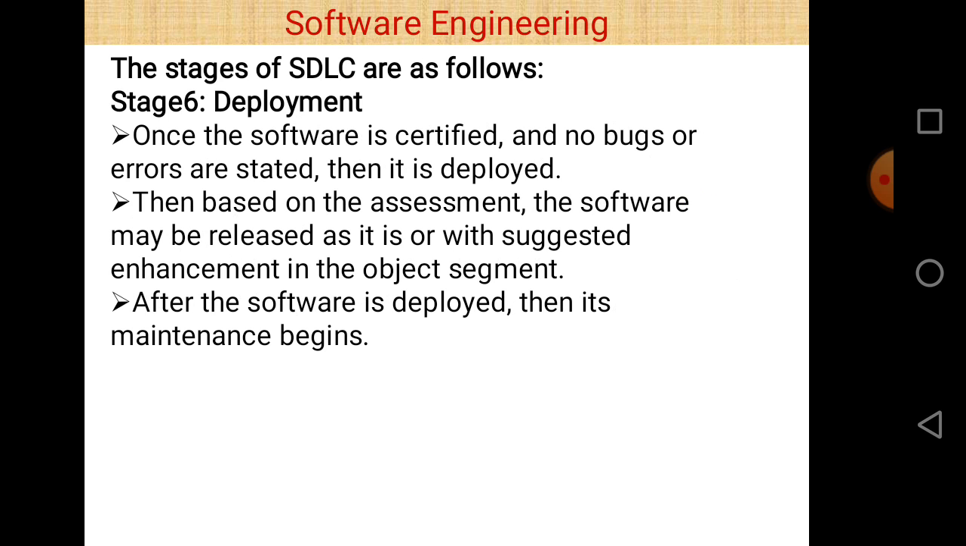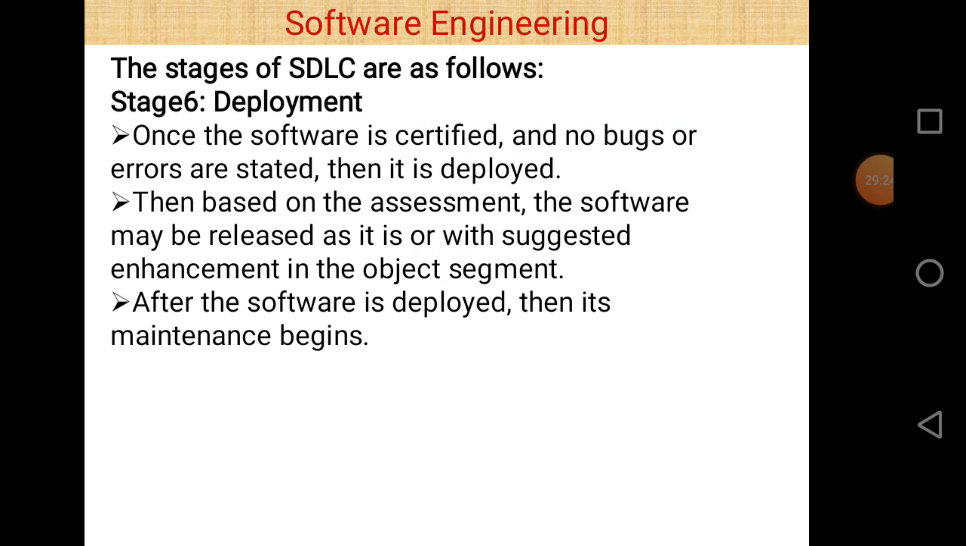And stage 6 is deployment. Now our software is almost finished. If we want to deliver a particular software to the client, then this is stage number 6, called deployment. Deployment says that once the software is certified that no bugs or errors remain, it is deployed to the final customer. Then, based on the assessment, the software may be released as is, or with suggested enhancements to the next segment.